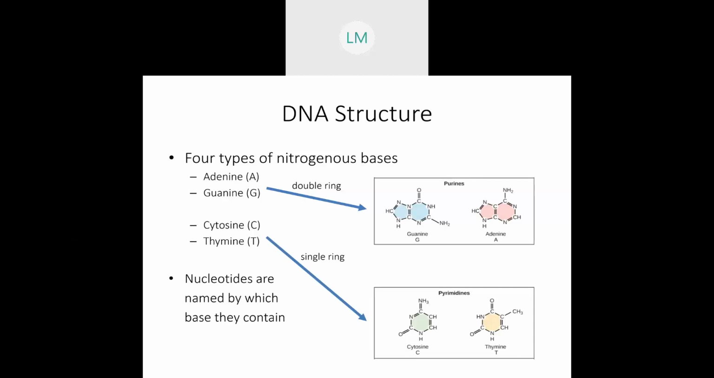And our nucleotides are named by which base they have. So that whole nucleotide, that sugar, that phosphate, and this base are referred to as an adenine or a guanine. So that whole nucleotide is named by these bases because that's how they differ. So that's how we can tell them apart.